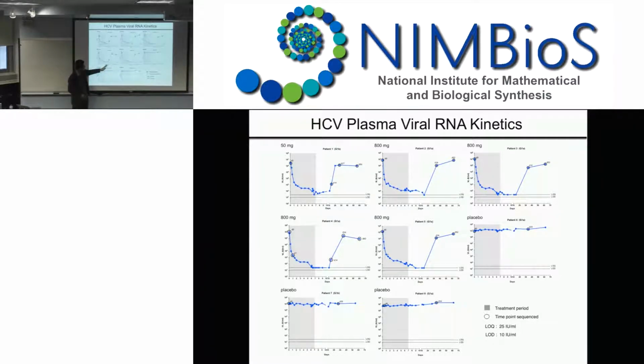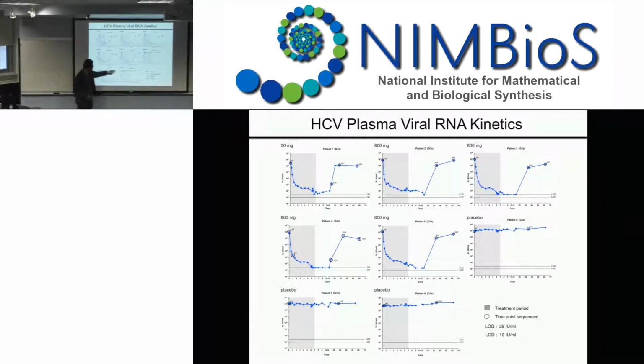Then after 7 days, the treatment stops and the drug is washed out of the body. Then you see the rebound of the virus, as you would expect. The drug doesn't eradicate the virus. If you stop the treatment, the virus starts to rebound. And in most of the patients, it rebounds to a similar level to what you would expect before the treatment. This is a general pattern, which is what we expect.